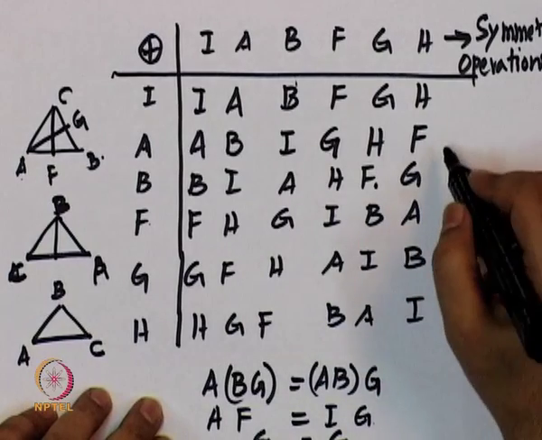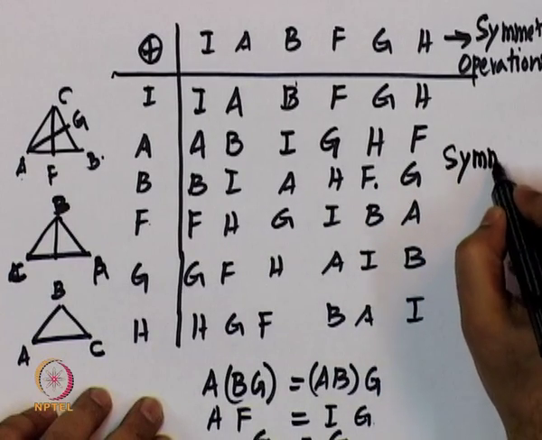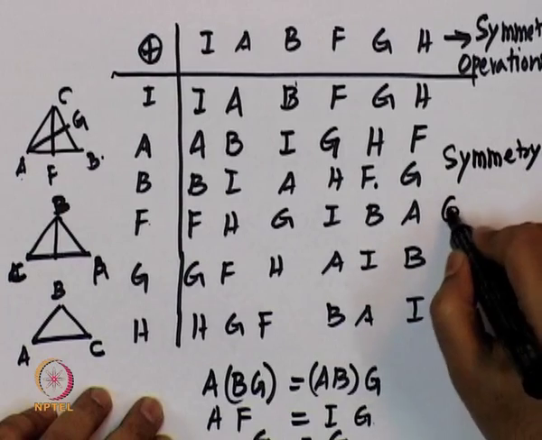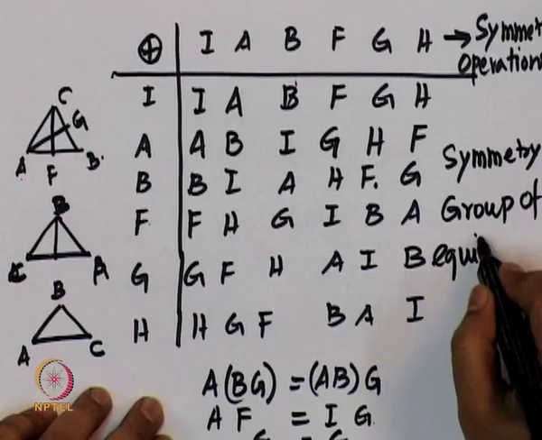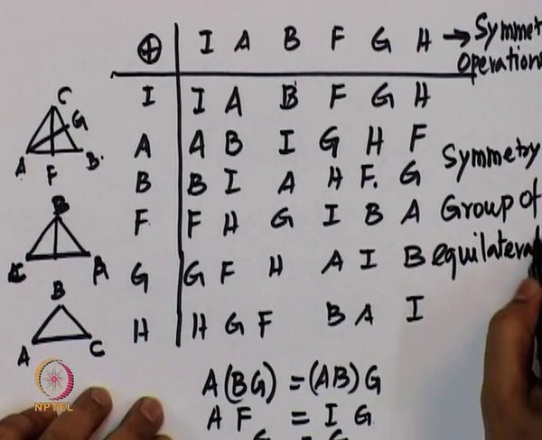This is known as the symmetry group of equilateral triangle.